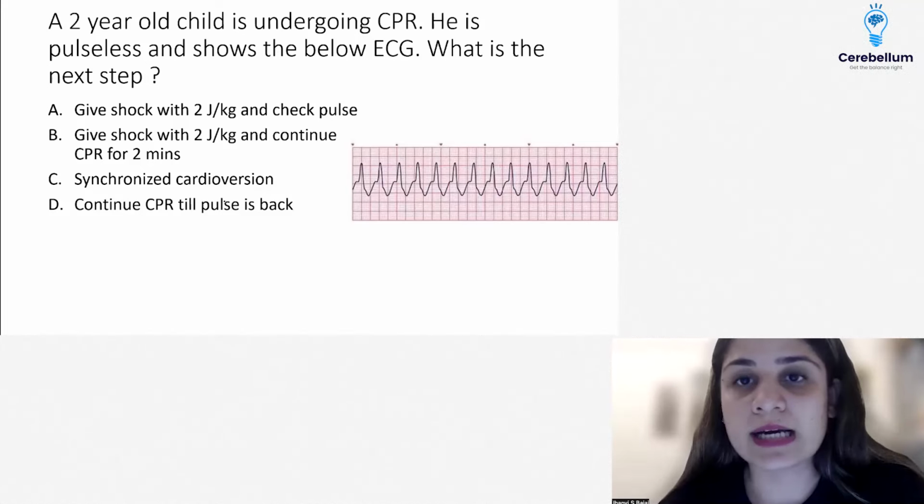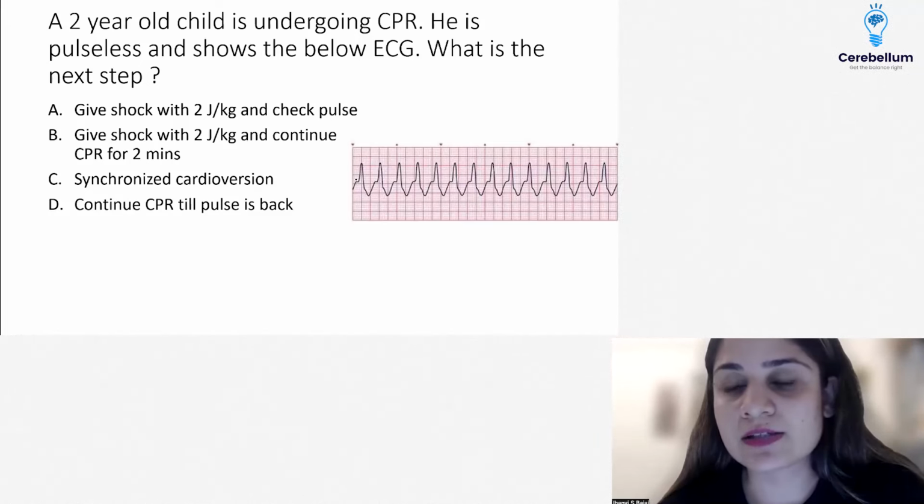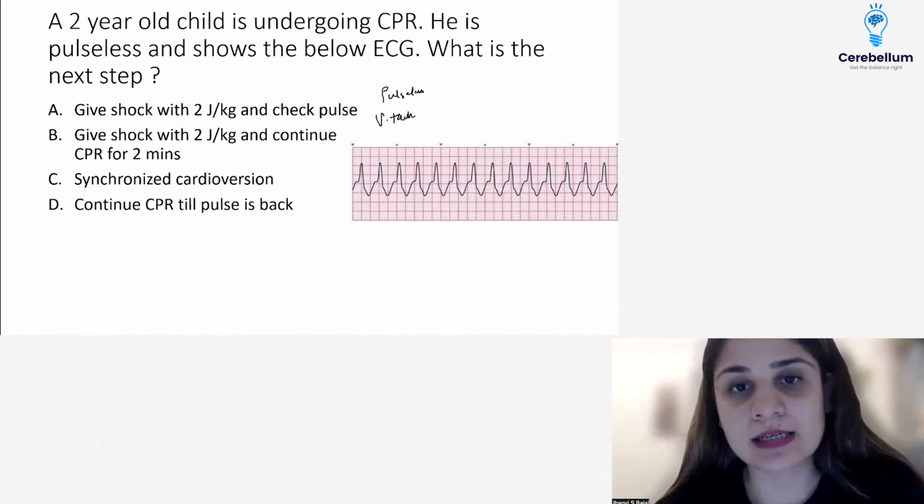Second one, a 2-year-old child is undergoing CPR. He is pulseless and shows the below ECG. What is the next step? So this ECG, as you guys can see, this is nothing but VTAC. And as they have written, it is pulseless. So it is pulseless VTAC, which is a cardiac arrest rhythm.